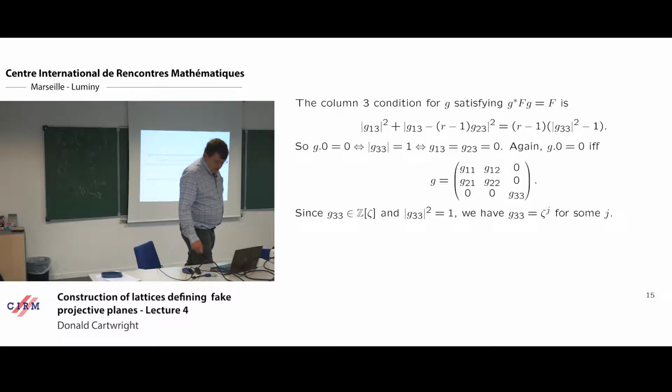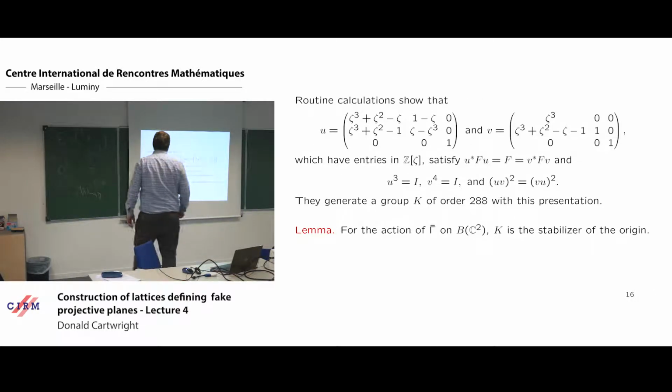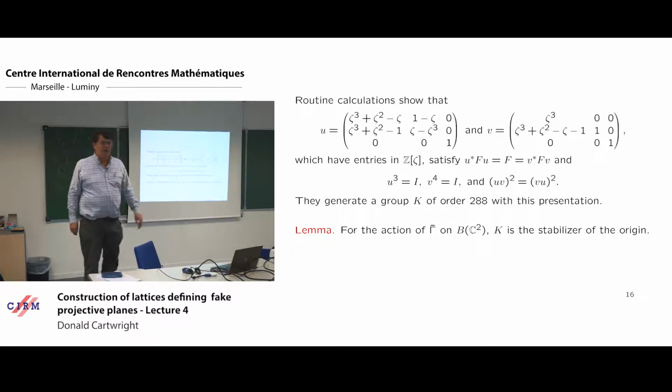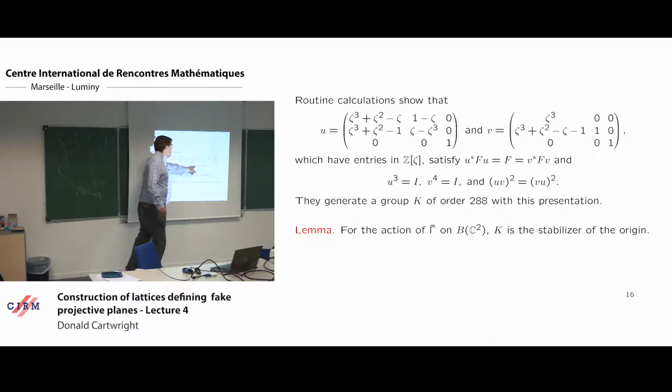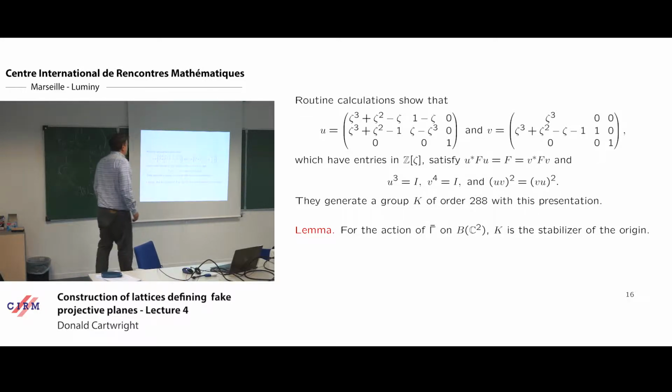So you're dealing with a very simple situation here, and routine calculations show that these matrices here, U and V, are unitary with respect to F. They have the right form with zeros here, here, and here. So they all fix the origin, and you find that you have a group of order 288. So there, Tim, here's some elements of the group. 288 of them.